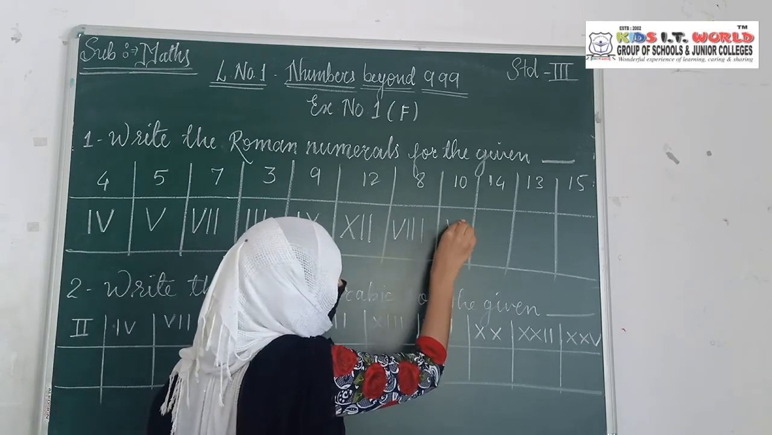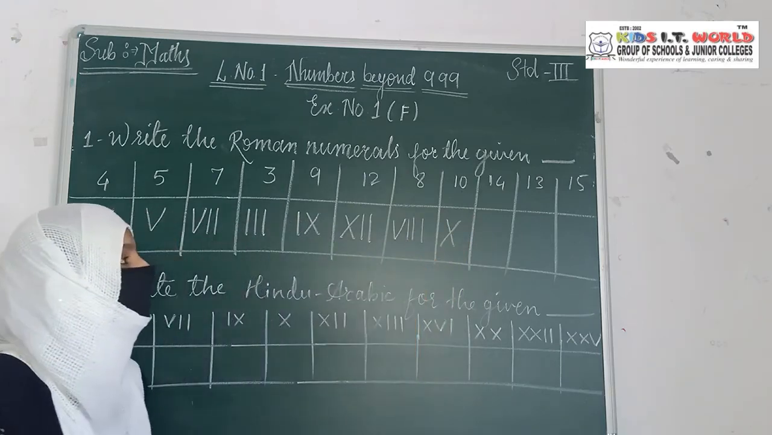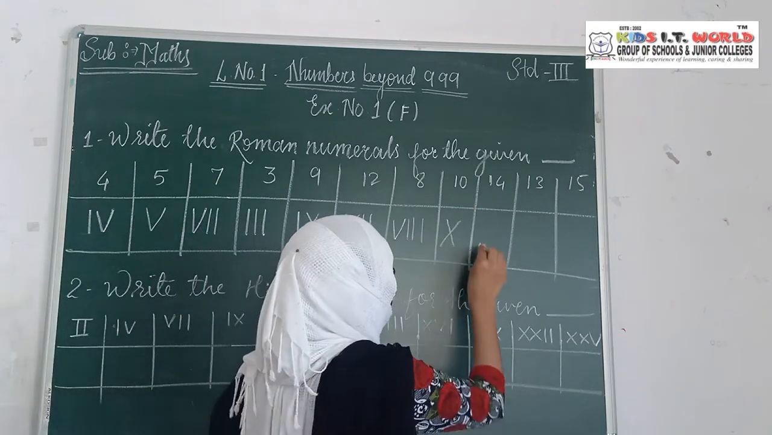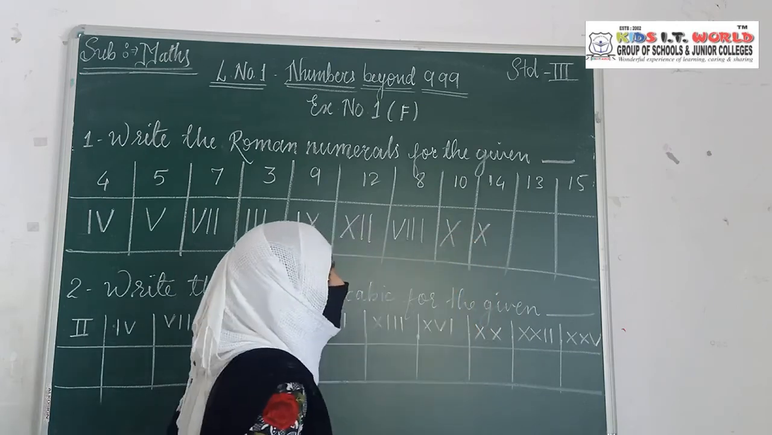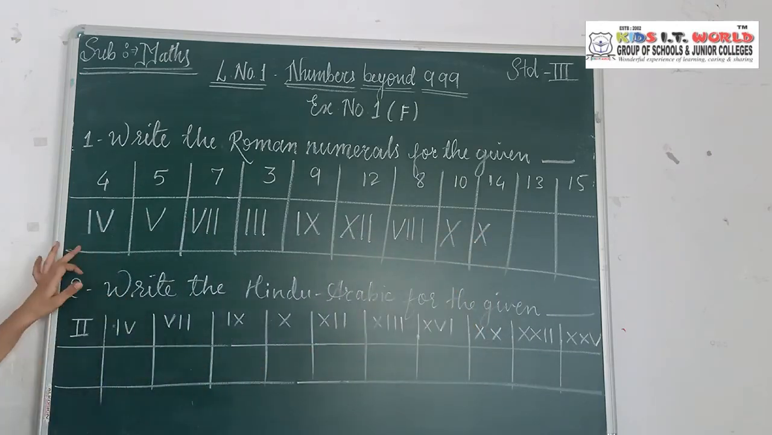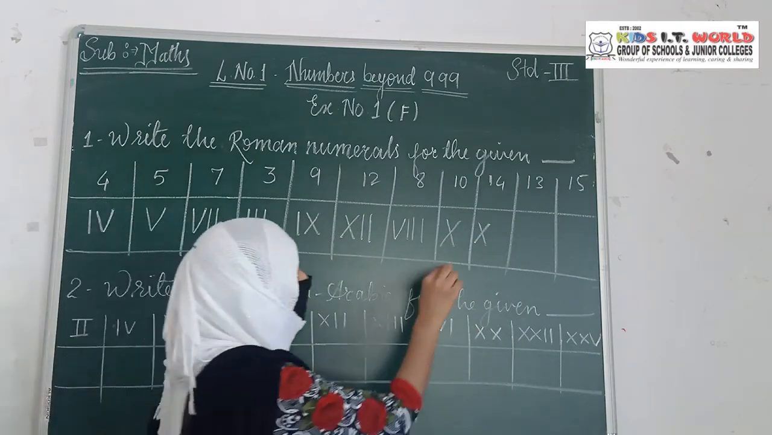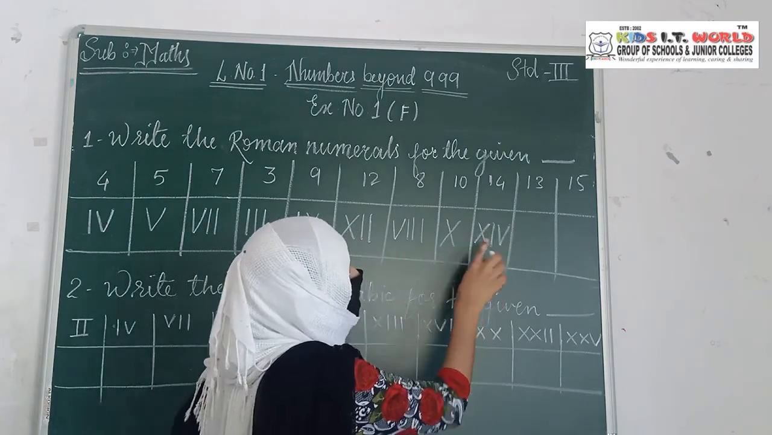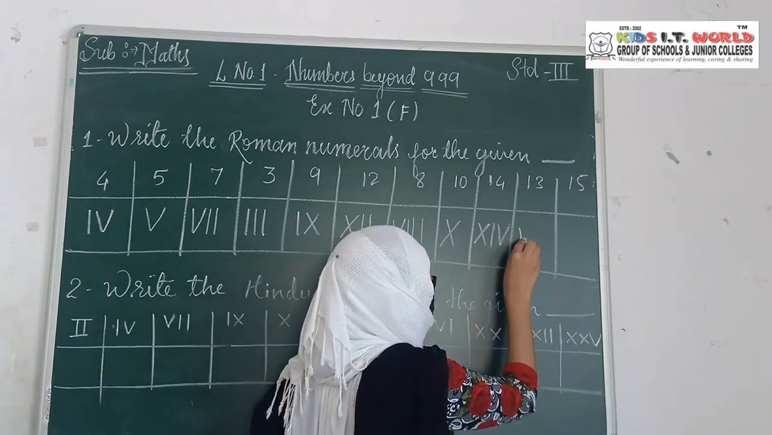For the 10, you know the X stands for 10. Now we have to write the 40. This is X, and how do you have to write the 4? In this way, I and V. So this is 40. Now you have to write the 30.